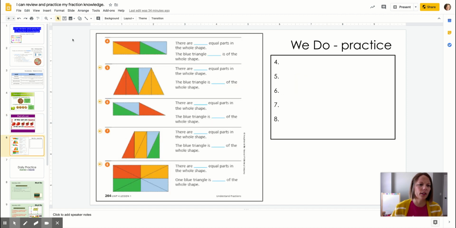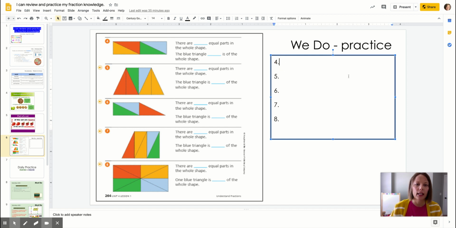Now, let's do a little practice with some shapes. If we look at these pictures, you might recognize this page from the Math Expressions workbook that we maybe practiced in our class, but we're going to use it as a review today. If I look up here at number 4, it's asking me how many equal parts are in my whole shape. I can see there's 1 yellow triangle, 1 red triangle, 1 green triangle, and 1 blue triangle.